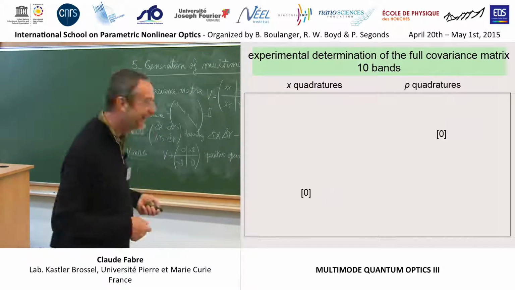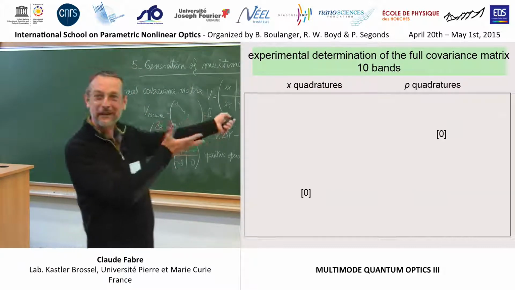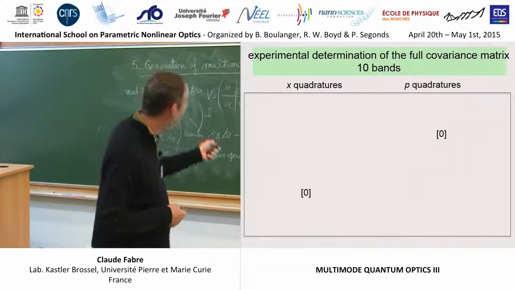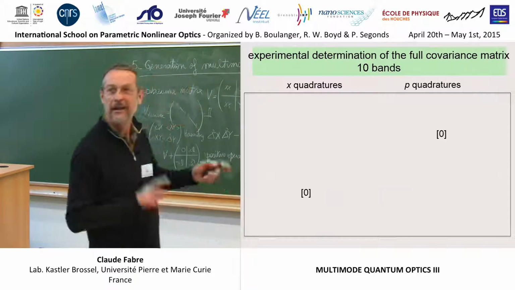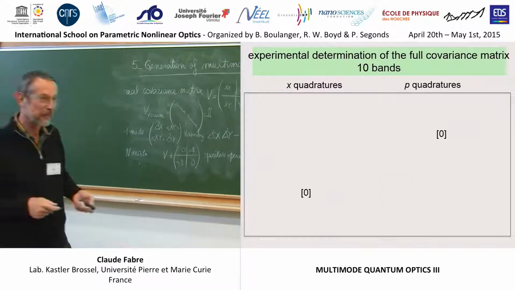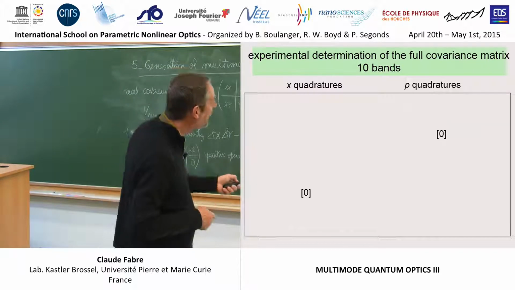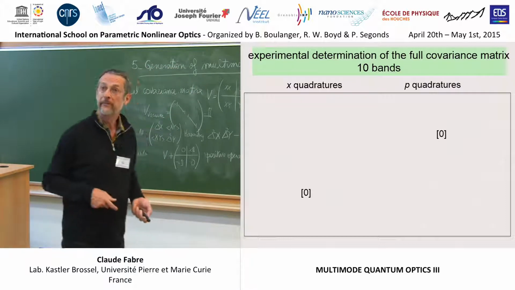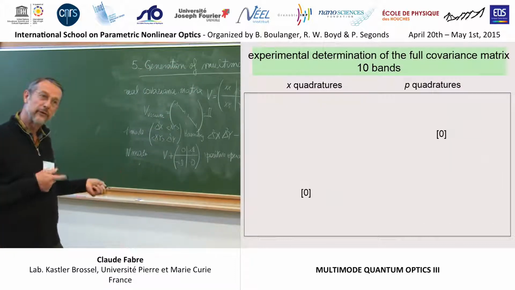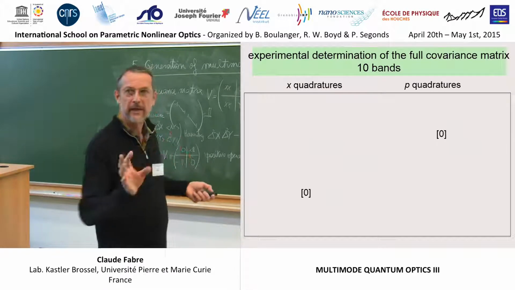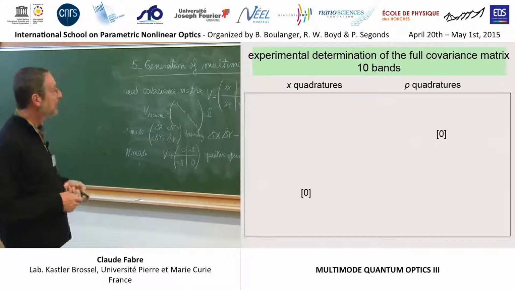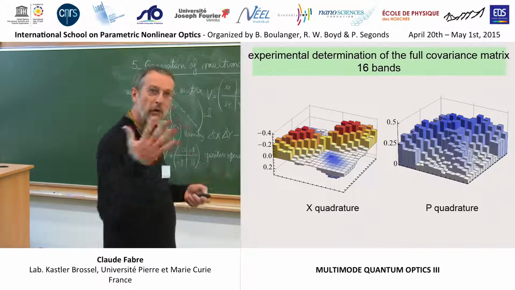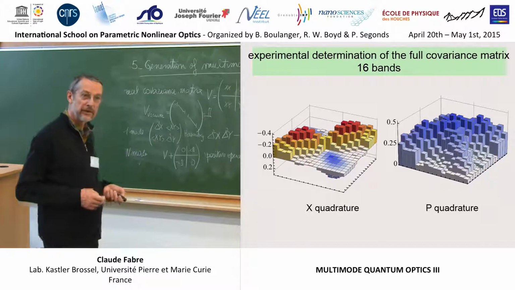Okay, so you see that we have been able to measure all the XX correlations and the X variances and all the PP correlations and all the variances. And we found experimentally that there was no XP correlation, so the zeros are experimental, but correspond to the theory. The theory tells you that you have no correlation between the X's and the P's. So it's good news. In 16 bands, we have done it also, so it's even more measurements.